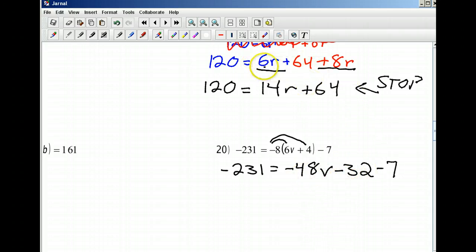Do one more step where you combine the variables or the numbers. Like on this one we had 2 variables, right? 6r and 8r. This one we have 2 numbers. So I'm going to leave the variable alone and just combine the numbers. What's negative 32 minus 7? Negative 39. And then bring down everything else and then stop. So your answer should be equations, and then we'll finish them.